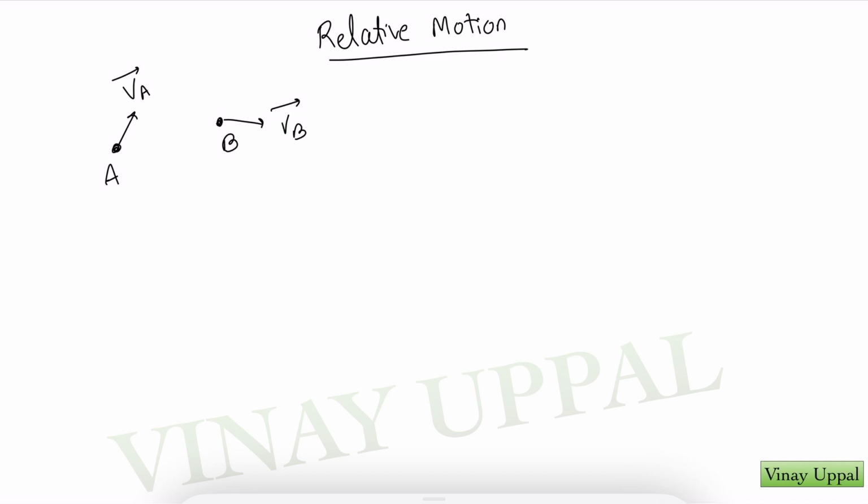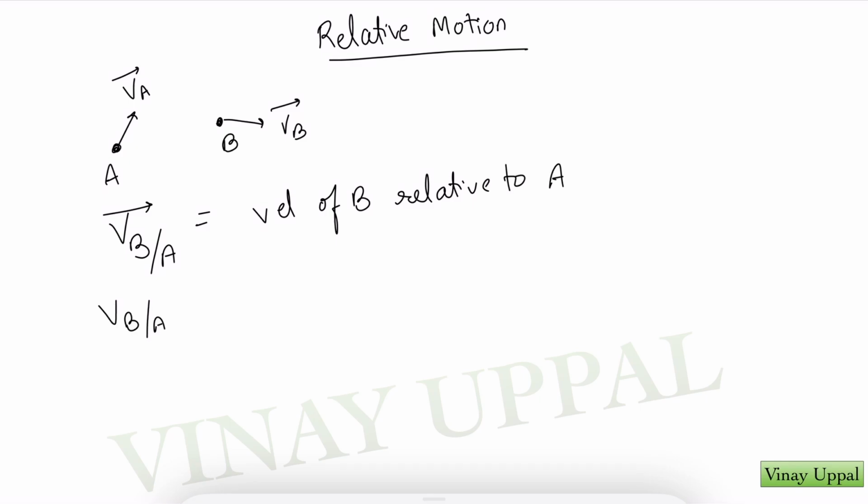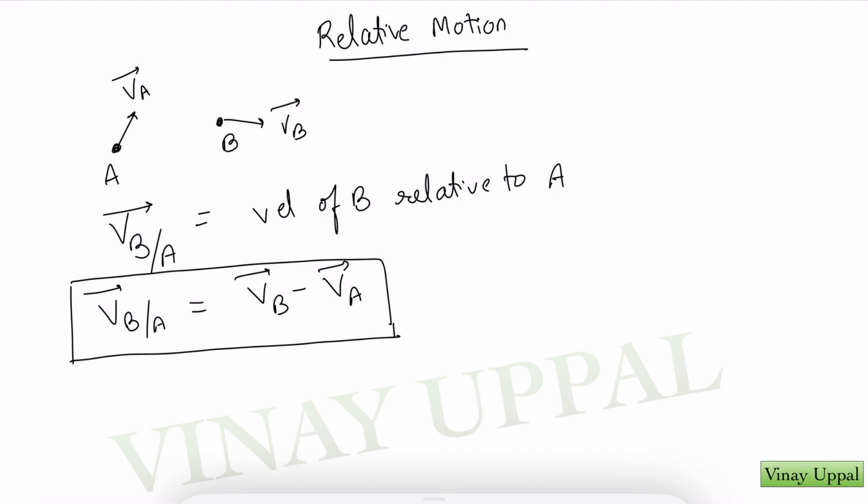So here, if I want to go into the frame of reference of A, if I want to see what A is observing for the motion of B, the velocity of B relative to A, this is the notation that I'm using, velocity of B relative to A, or as measured by A, is equal to VB minus VA. So this is the relative velocity equation. Here VB and VA once again are measured in the same frame of reference. Usually it's a ground frame.